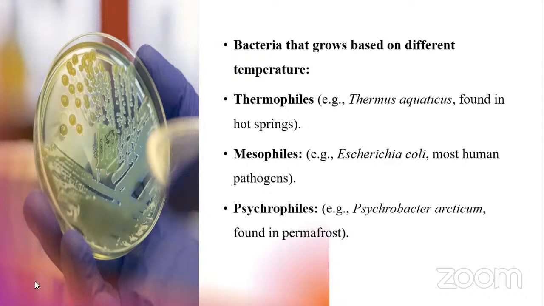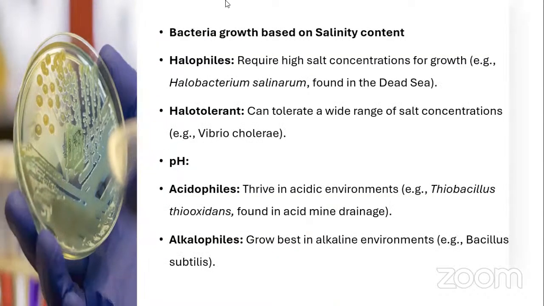Moving on from temperature classification of bacteria, we look at those that grow based on salinity content. So we have those that are called halophiles. Halophiles require high salt concentration for their growth. We call them halophiles because usually salt content prevents microorganisms from growing, but these require high salt concentration. Halophiles are found in the Dead Sea. An example is Halobacterium salinarum.